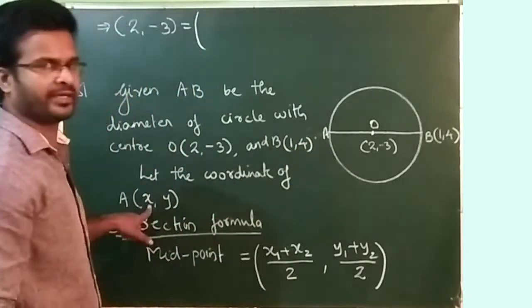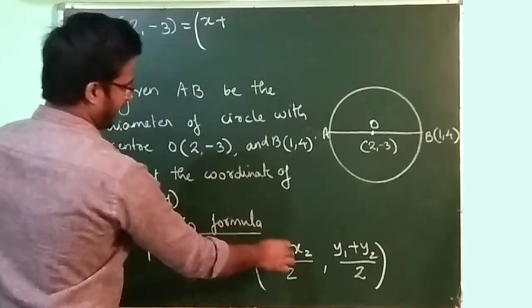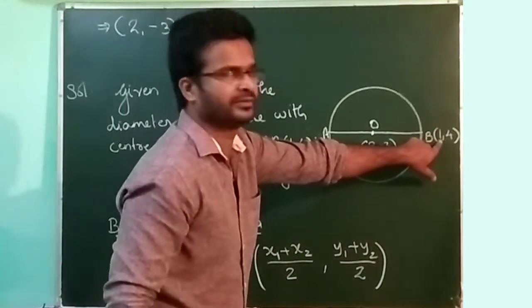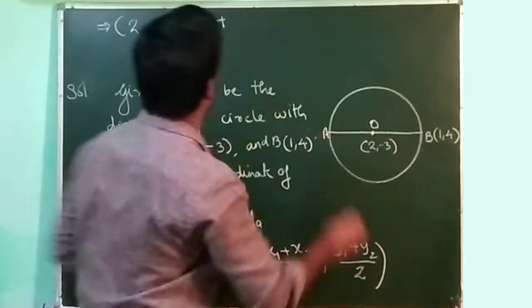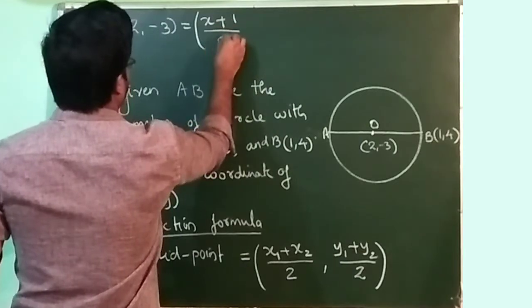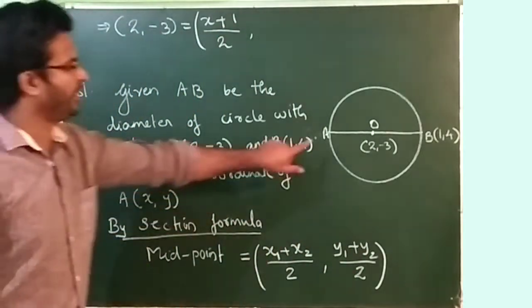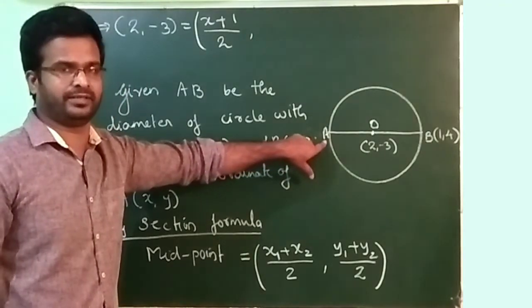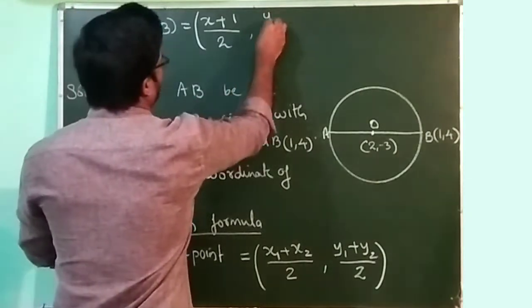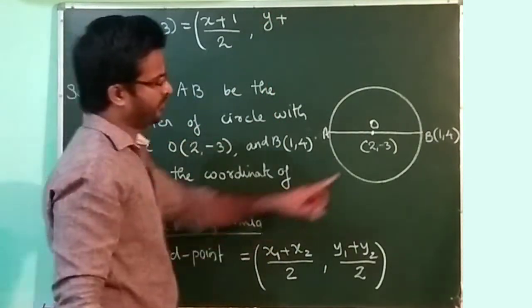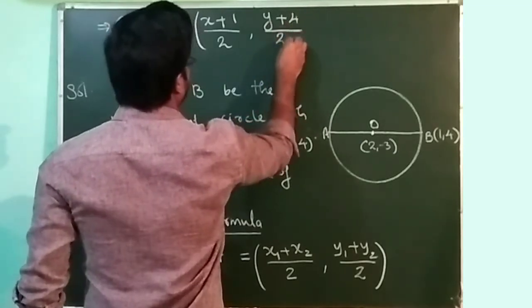Then x1 we can consider, that is x, plus x2. x2 means the second endpoint, that is B. We can take x2 is 1, all divided by 2. Then y1 plus y2. y1 means here A, isn't it? y1 we can take y, plus y2. y2 is 4, divided by 2.